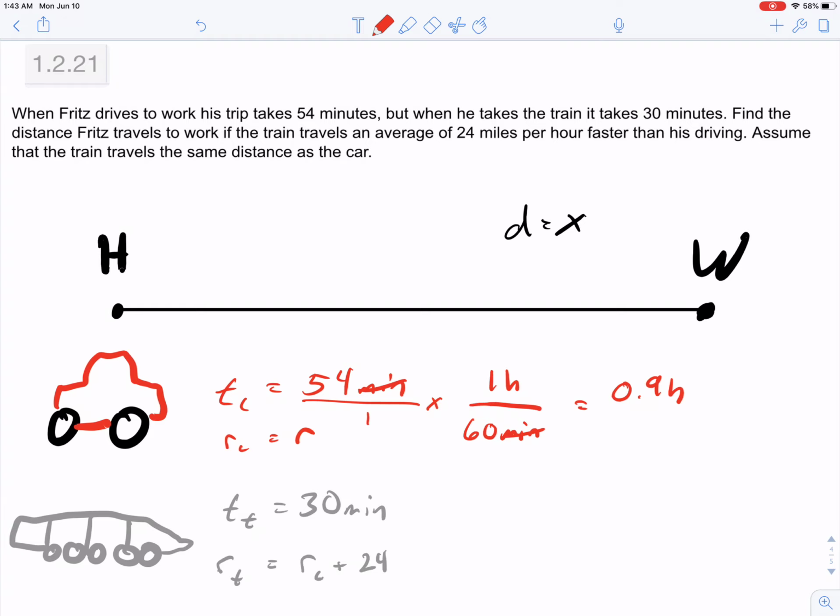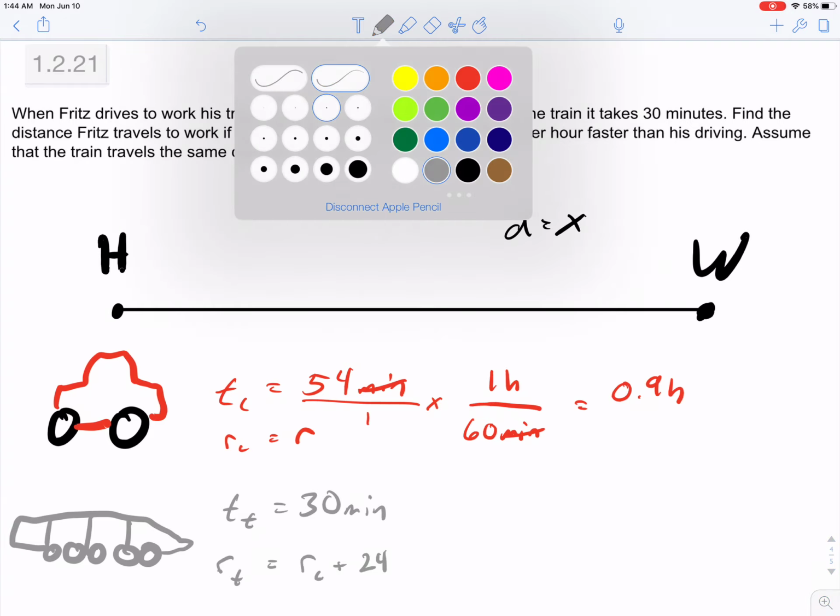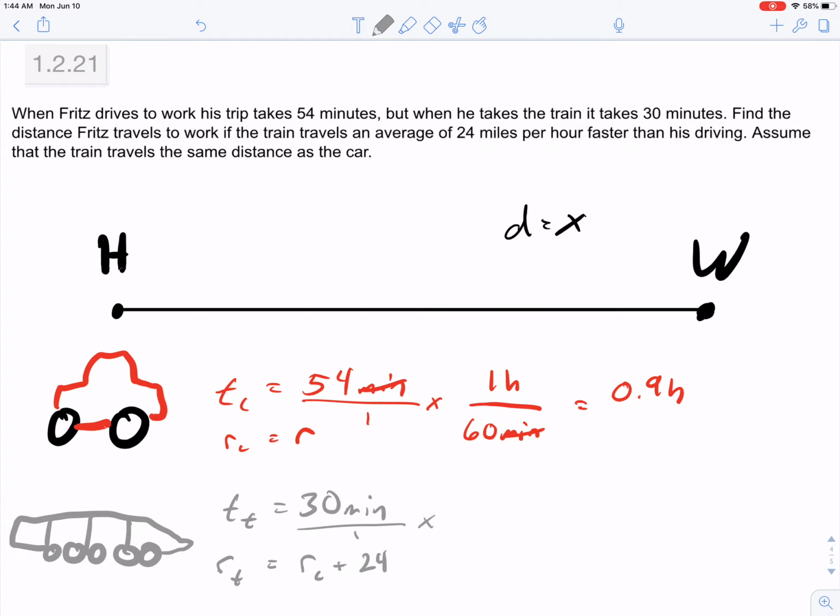And then if we convert 30 minutes to an hour, again, 60 minutes is to 1 hour. Units of minutes cancel. We're left with hours, so that's half an hour, right?